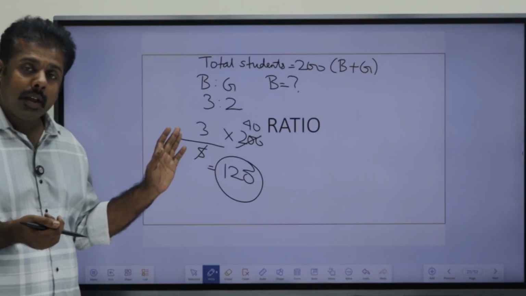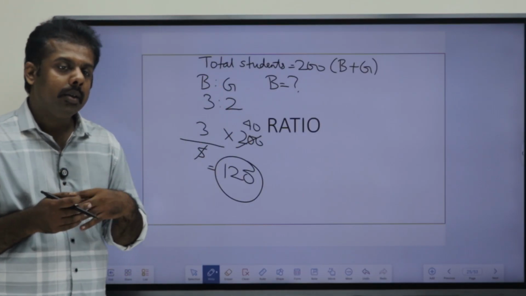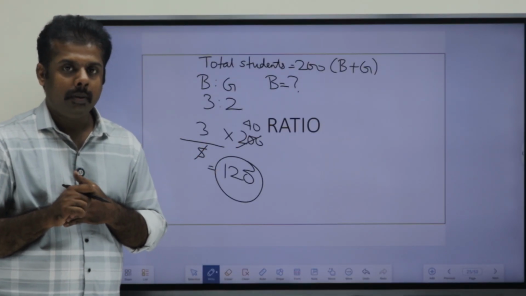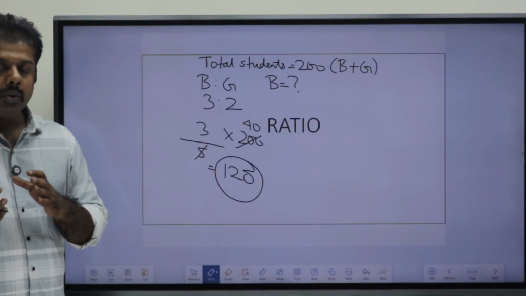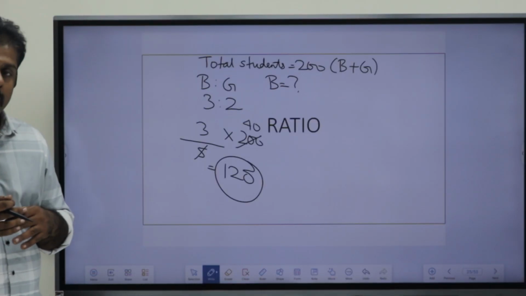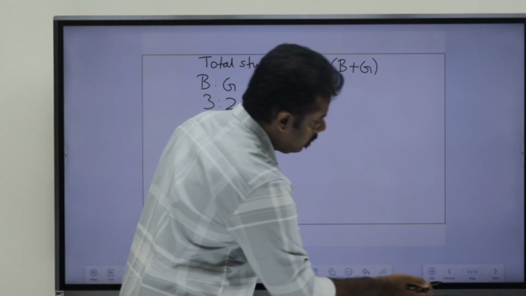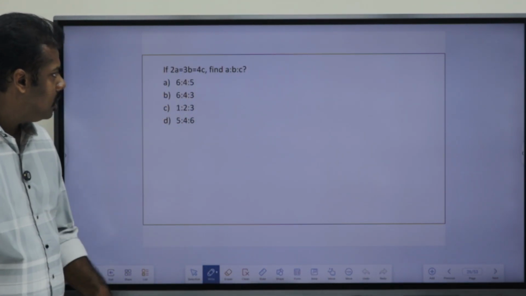So two methods are there: placing a common term x and connecting it, or otherwise you can use this approach to find the answer. Now we are going to discuss a few questions which will be important for the upcoming questions based on ratios. So we can move to the first set. This is a basic condition.